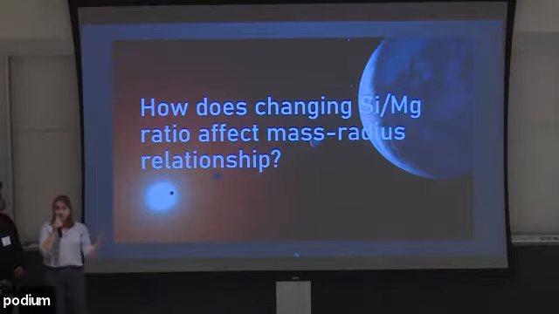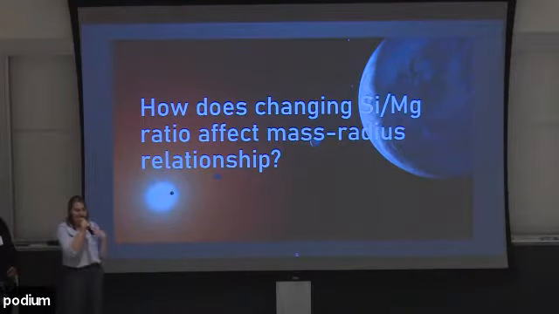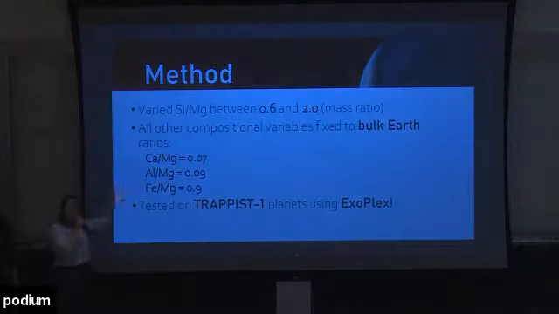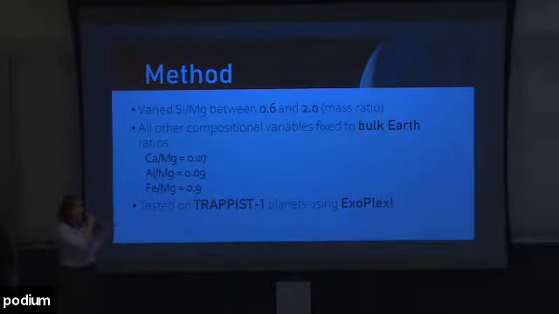So basically our question that we were looking at is, how does changing the silicon to magnesium ratio affect the mass radius relationship of different TRAPPIST-1 planets? The method we use is we vary the silicon and magnesium ratio between 0.6 and 2 in terms of mass ratio. All other compositional variables were fixed to bulk Earth ratios as shown here on the slide. We tested this on TRAPPIST-1 planets using Exoplex, which is an awesome code where you can give Exoplex an input composition as well as either a mass or a radius, and it can give you the other variables back.